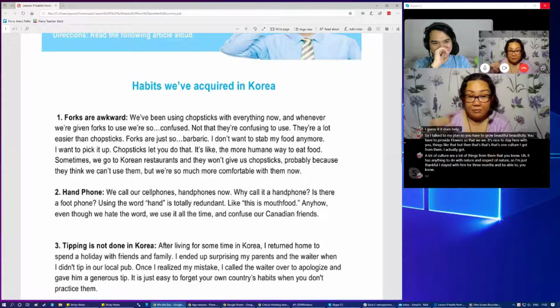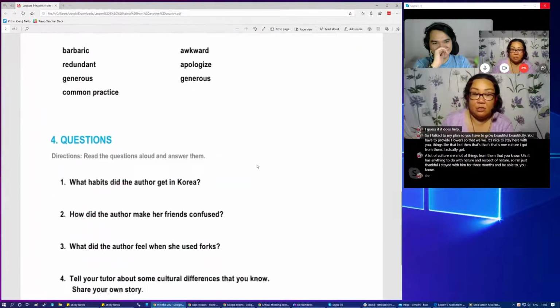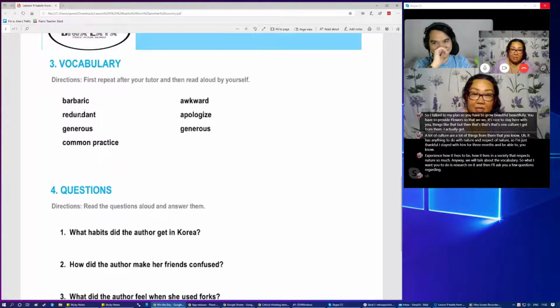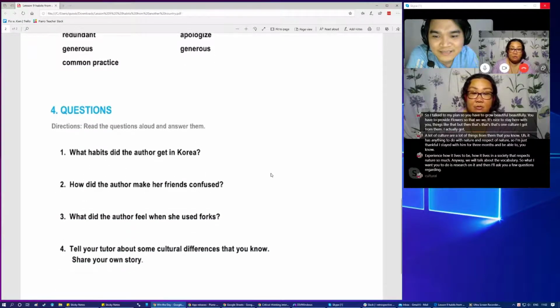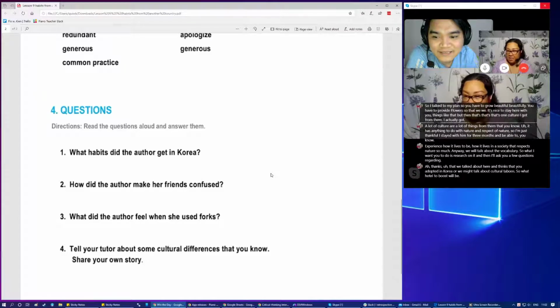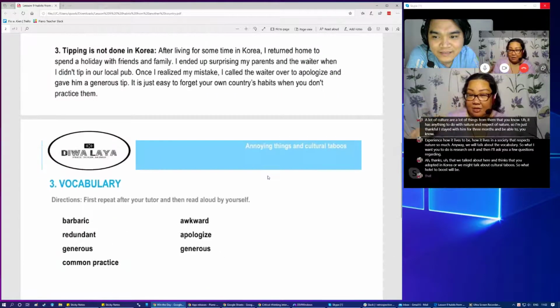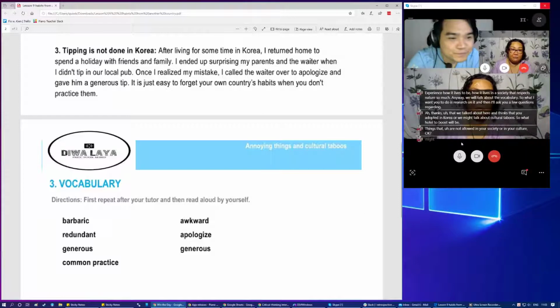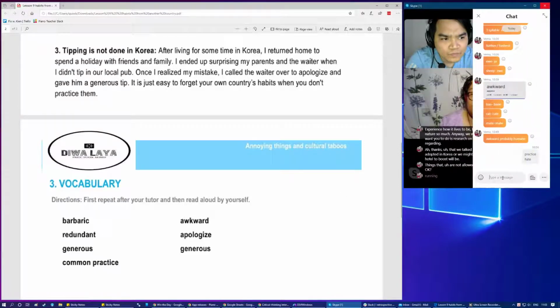Anyway, we will talk about the vocabulary. What I want you to do is research on it, and then I'll ask you a few questions regarding things that we talked about here and things that you adapted in Korea. Or we might talk about cultural taboos. Cultural taboos are things that are not allowed in your society or in your culture. So we might talk about that instead. We'll just talk about the vocabulary, but not the questions. We will talk about taboos in the future.